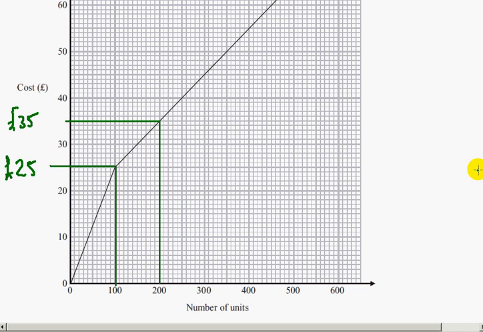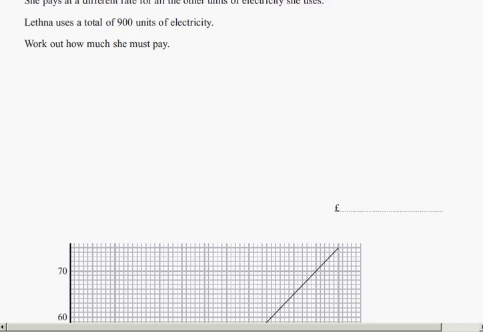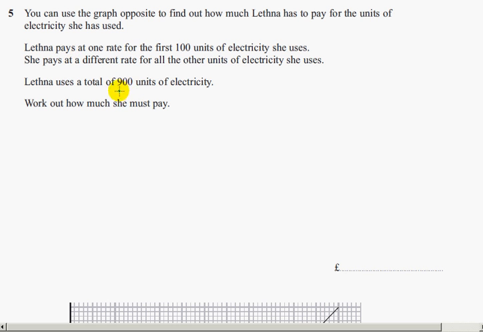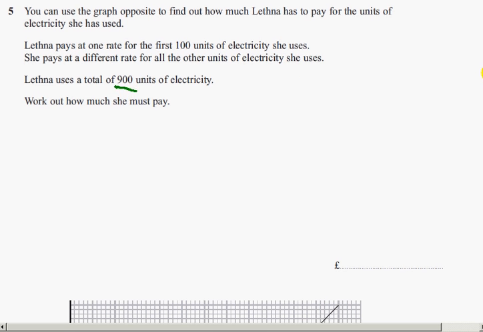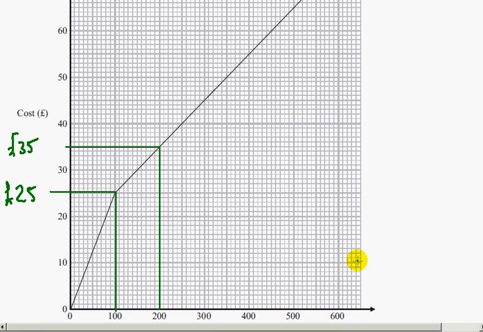So all we need to do then, it says she uses 900 in total, so we need to look at the graph and go up at 900. But 900 isn't on the graph, as the graph's not big enough. So we need to work out how much it increases by every 100 units. So we go up at 500, and if she used 500 units, that would cost her £65.